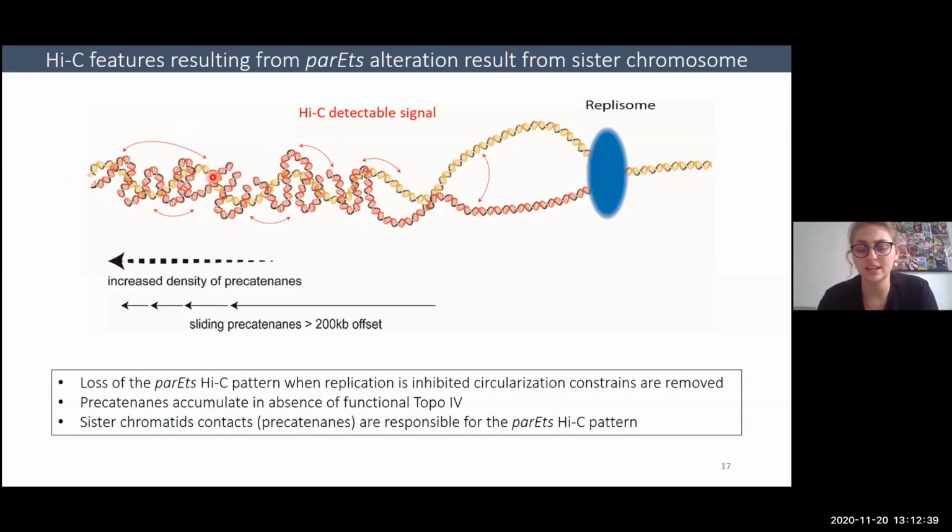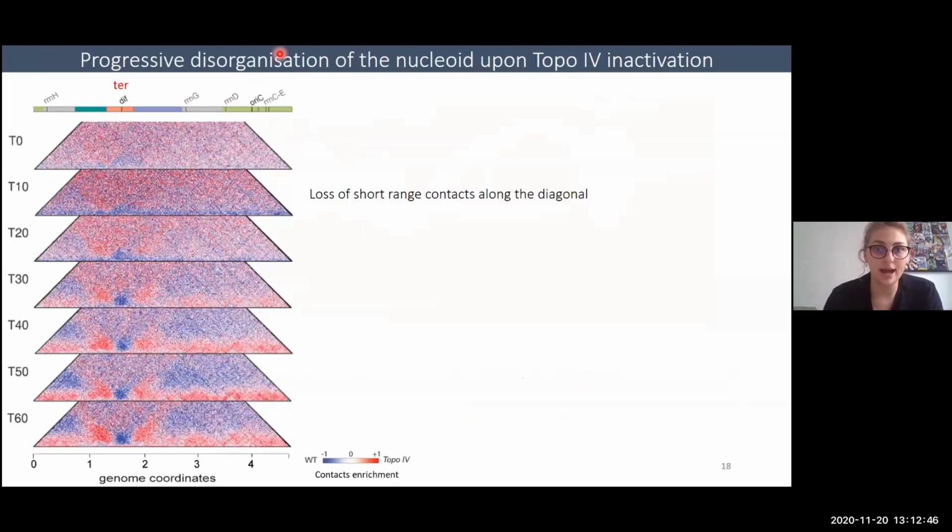To investigate further the mechanism behind this pattern, we did a time course Hi-C of Topo IV inactivation. So you can see on this beautiful Christmas tree that the disorganization is progressive in the inactivation of Topo IV.